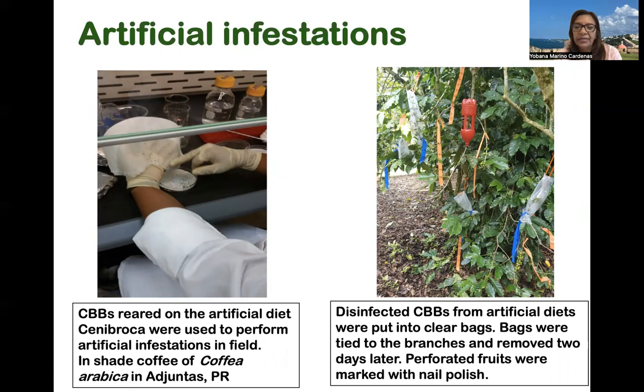and we tagged all the fruits that were perforated by the coffee berry borer adult females. We tagged these fruits with nail polish. We did 3 artificial infestations from August to September 2018, and we used a different color of nail polish for each infestation.